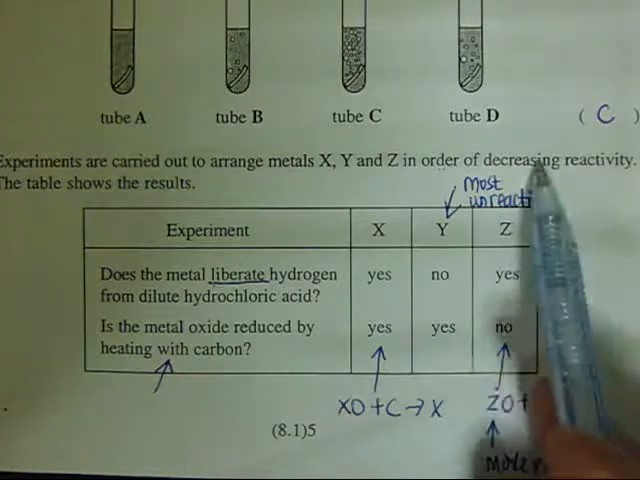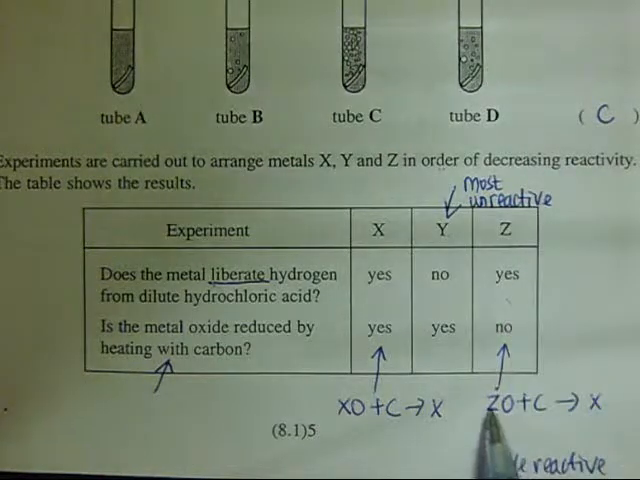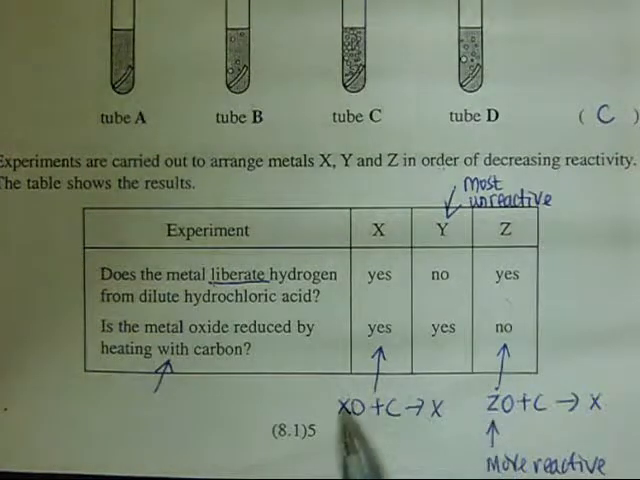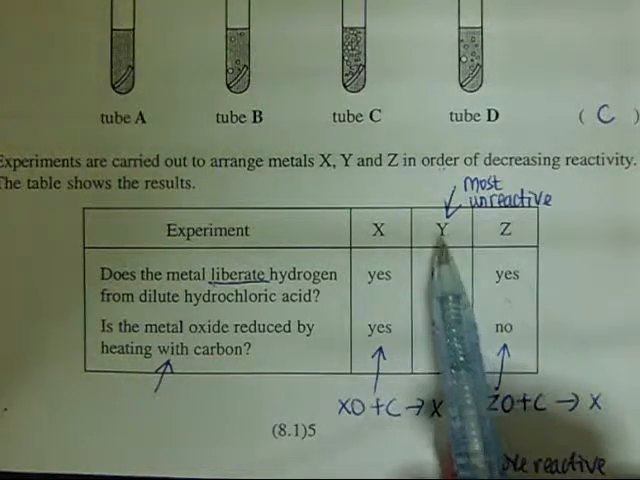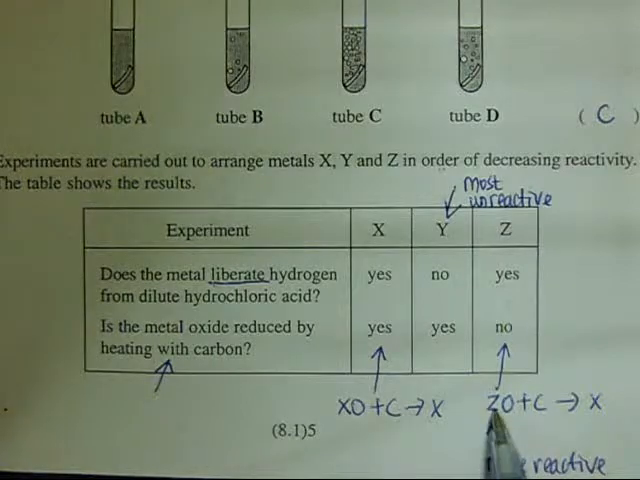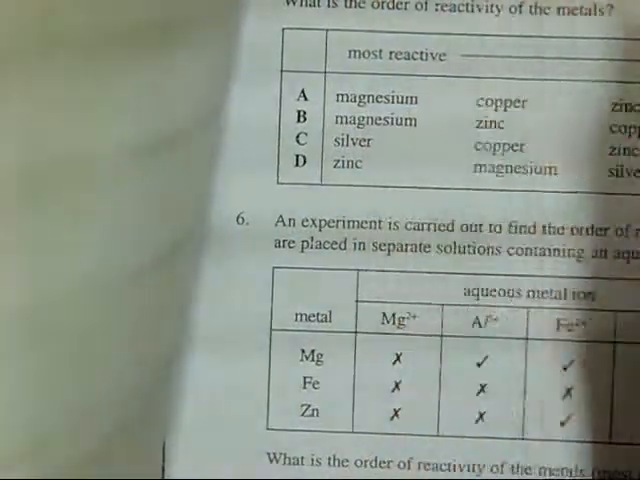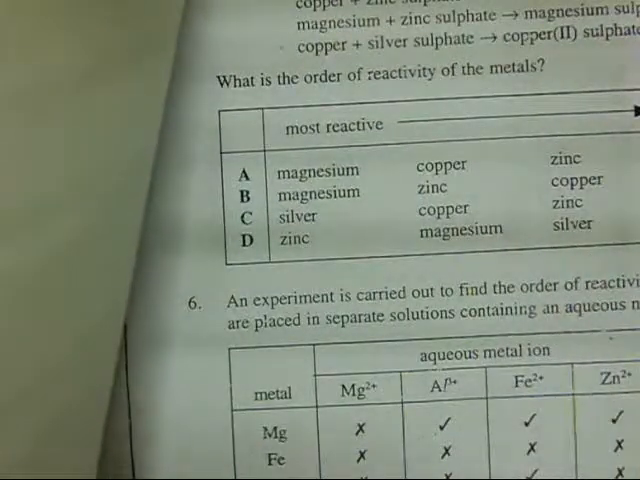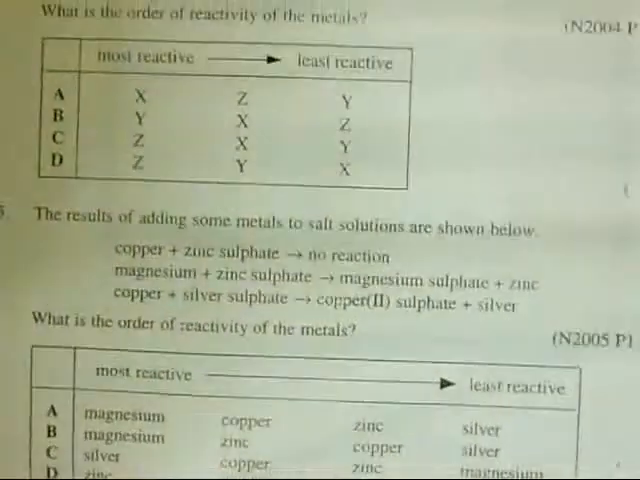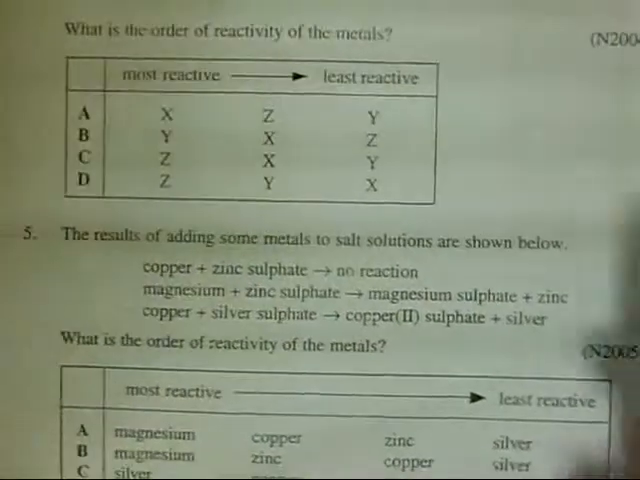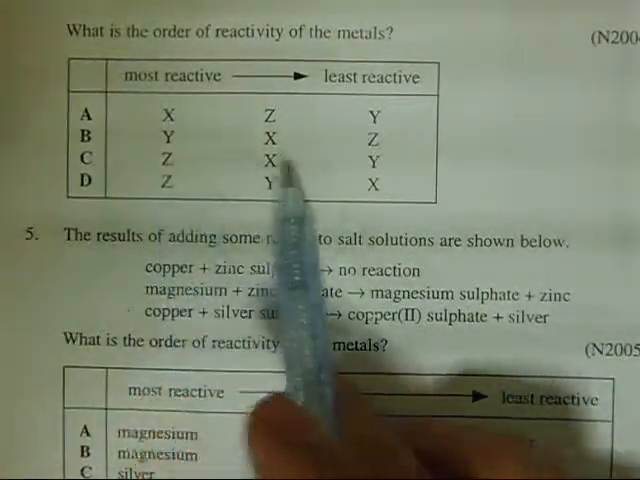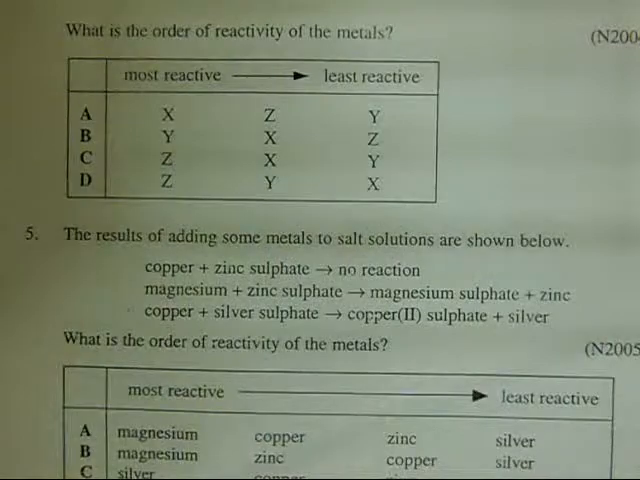So in order of decreasing reactivity would be Z, which is more reactive, followed by X, followed by Y. So it's Z, X, Y. So the answer is C. Alright, the answer is C. Z most reactive, followed by X, followed by Y.